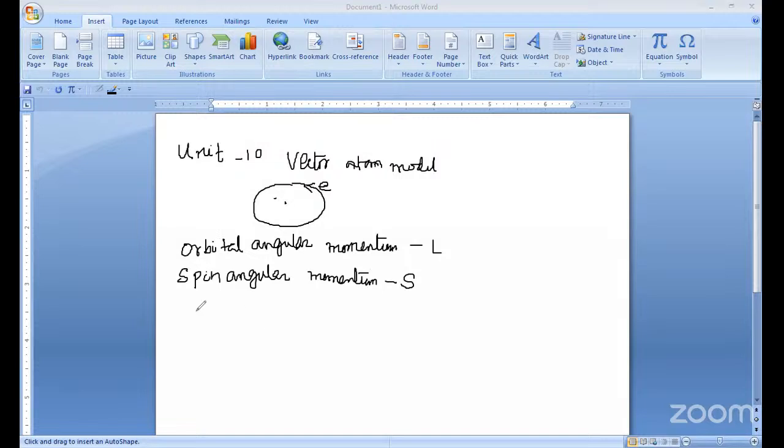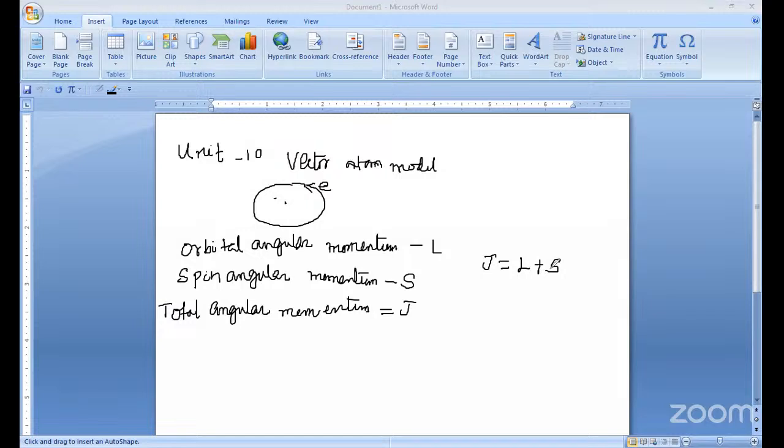By combining L plus S, we get what we call the total angular momentum, which is generally represented with capital J. So J is nothing but the combination of the orbital angular momentum and the spin angular momentum. We will see what happens when the electron is in a normal field, and whenever the magnetic field is introduced, how it changes and what quantum numbers we get in this behavior of the electron.